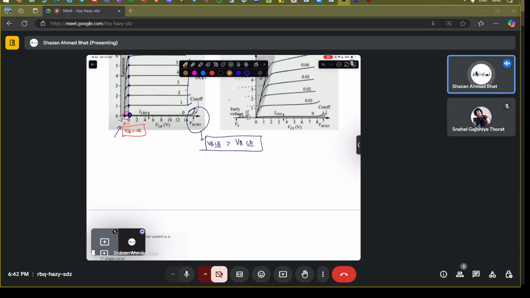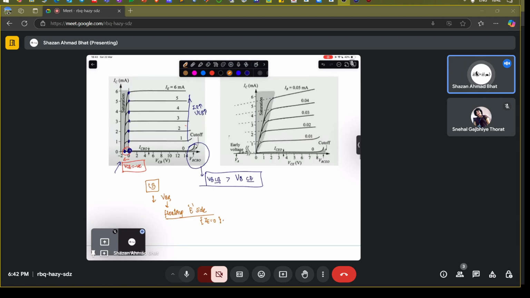If we talk about, let's say, common base mode, we measure the breakdown voltage by making a floating emitter side. We float the emitter side. That means we completely omit it. We make IE equal to zero, because that is what is shown in the curve. IE is zero. Then we start increasing the base to collector voltage.